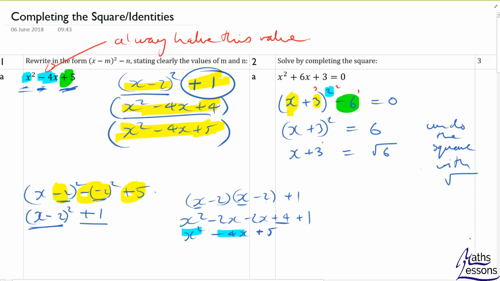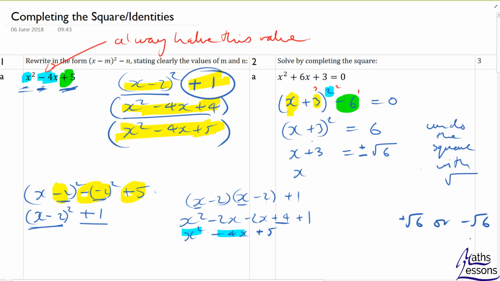So when we undo this square, we've got a positive and a negative version of this number that could be right. So we can have a plus or a minus. And we write plus or minus. Mathematicians are lazy. We don't write +√6 or -√6. You can, and that'll be perfectly good if you want to do that. We tend to just write plus minus to mean that or that.